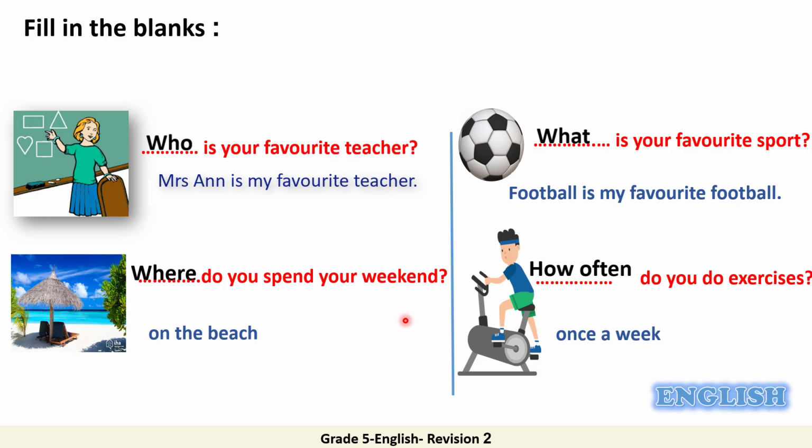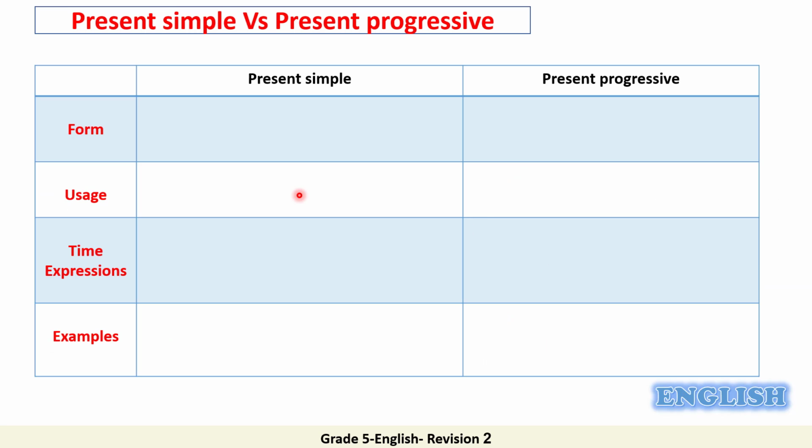So there is a key word in each question that helps you get the answer. And always remember, what asks for things? Where asks for places? Who asks for people? And how often asks for number of times? Okay, friends? Okay, let's move on to the second structure.